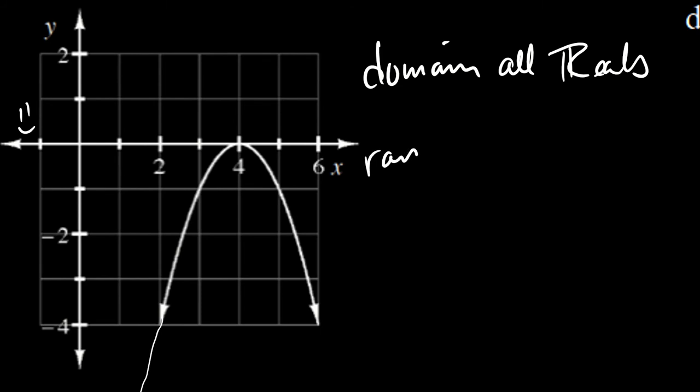The range, on the other hand, is clearly bounded by 0, right? You don't get anything above 0. So I'm going to say the range is y values are less than or equal to 0. It looks like y's can be 0, but y's are also those things that are below 0. So y is less than or equal to 0.